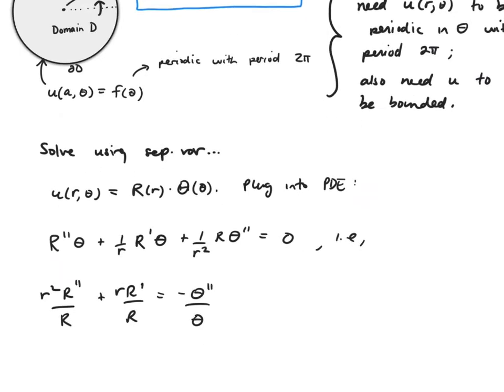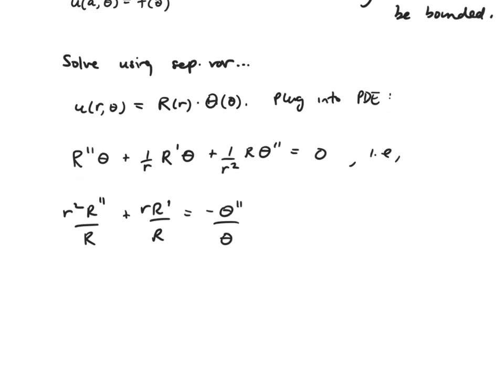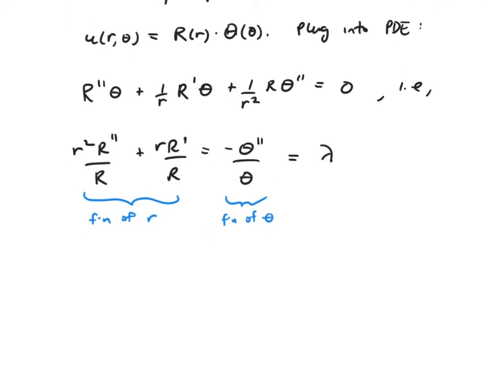And of course, I've got my usual game here. Function of R only, this thing. Function of theta only, so goodness gracious, it must equal some arbitrary constant lambda. Again, you can make that positive or negative lambda. I'm going to make a positive lambda for ease in setting this problem up. All right, so we're back to ODEs.